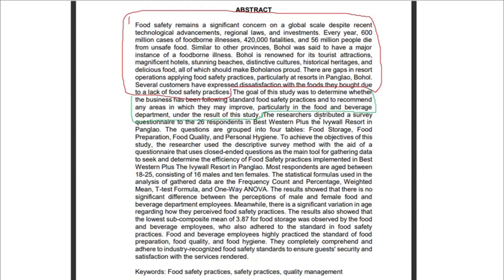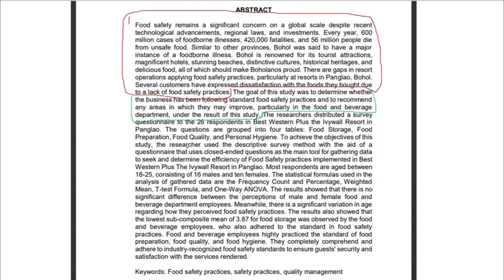The researchers distributed the survey questionnaire to the 26 respondents. Okay, this is part of the methodology. It is part of the research procedure, right? Plus the Ivy Wall resorts in Panglao. The questions are grouped into 4 tables.